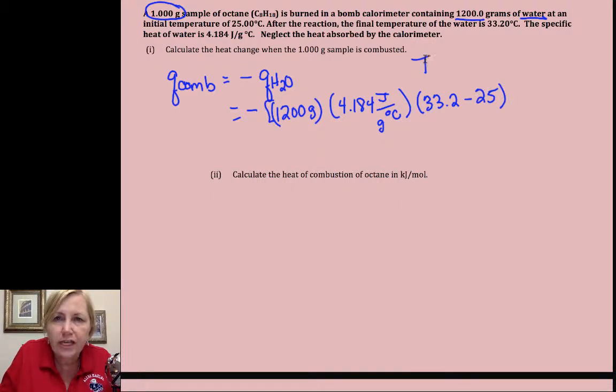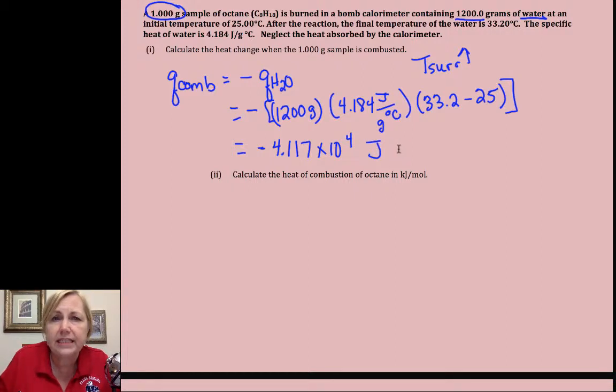Again, you notice that the temperature of your surroundings went up, more evidence that this is an exothermic process. And if you did that math, we would get minus 4.117 times 10 to the 4th joules. I went with 4 sig figs. Our final number is going to have 4 sig figs in it, so I just stuck with that. And our temperatures, well, let's not get into the significant figures of temperatures because we haven't learned that till AP Chemistry. So I'm just going to average it out to 4 sig figs because that's what we want in the end.